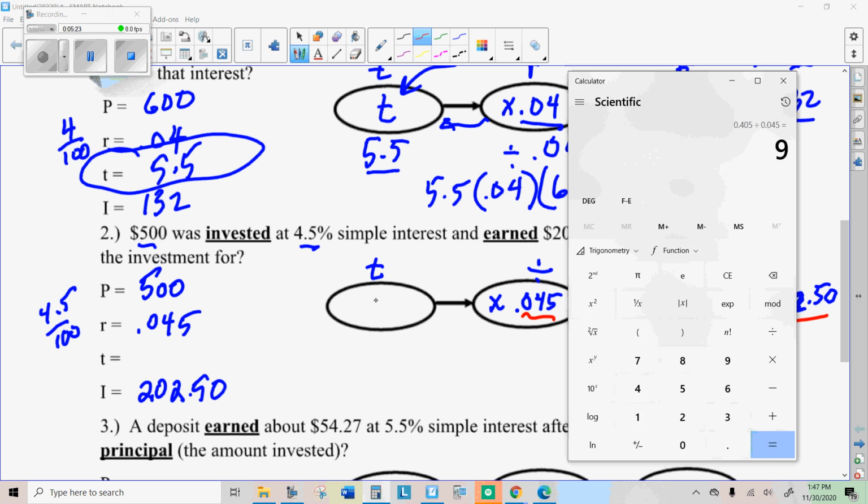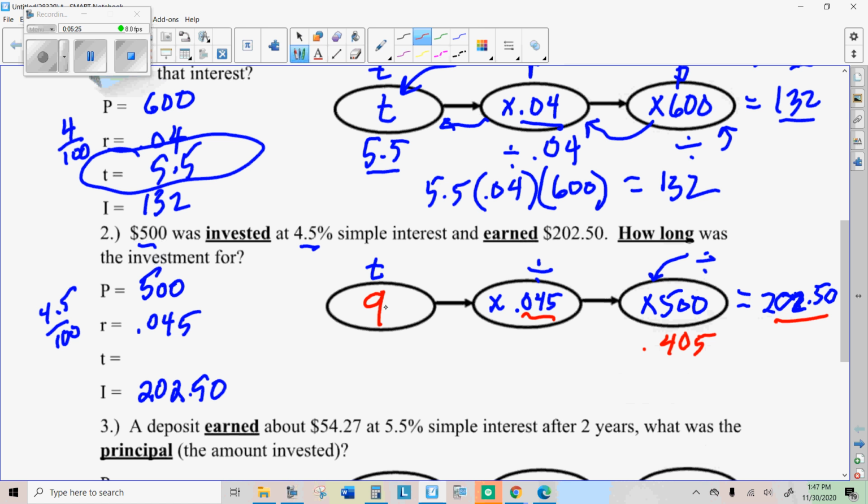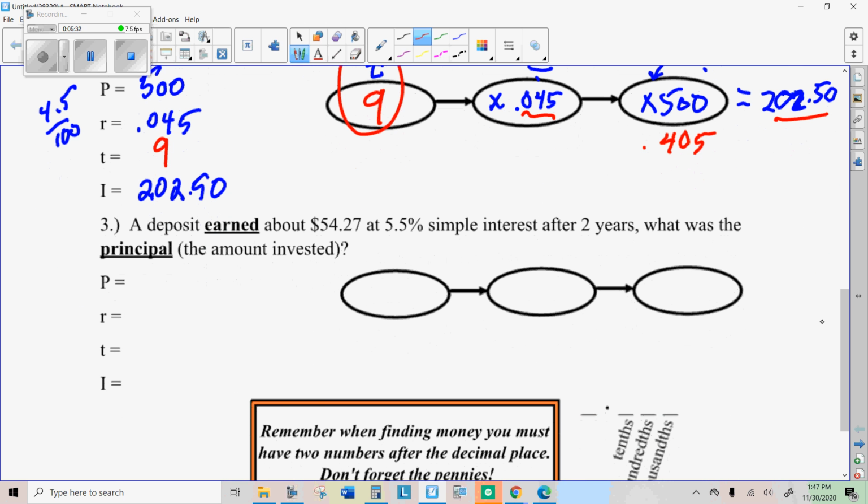And we end up with 9 for our time. All right. A deposit earned about 54.27. You have to recognize that that's your interest at 5.5% simple interest. So that is your rate. And after 2 years, so that is your time. And we want to know how much the principal was.